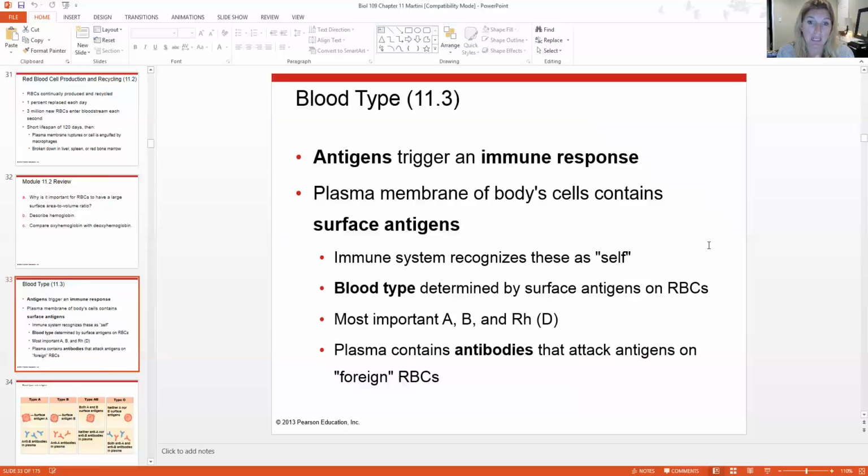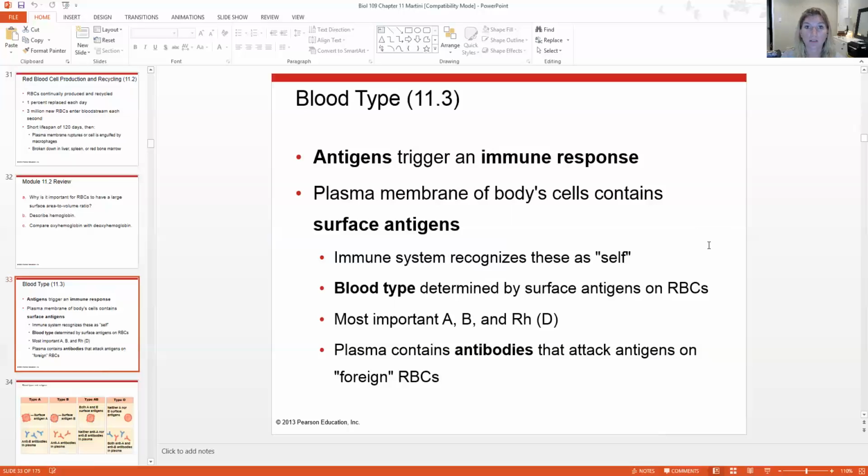Your blood type is determined by antigens. Antigens are little surface proteins on the outside of blood cells. They're specific to blood cells, and they will induce an immune response. So the plasma membrane of all of your body cells has antigens on it. Your immune system can recognize those cells as yourself. So it's like, hi, I'm a Jamie cell, I belong here. Your blood type is determined by those antigens that are on your red blood cells specifically. So there are specific antigens that are only on red blood cells. They are A, B, or D antigens, or all 3, depending on what your blood type is.